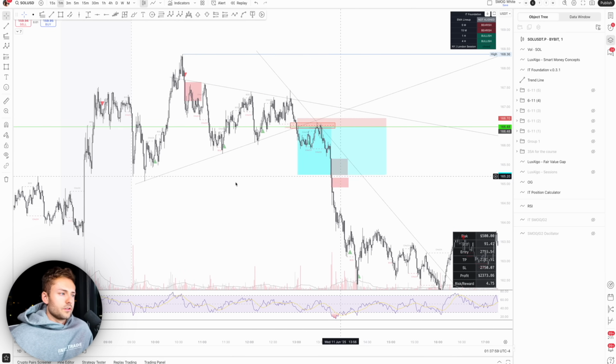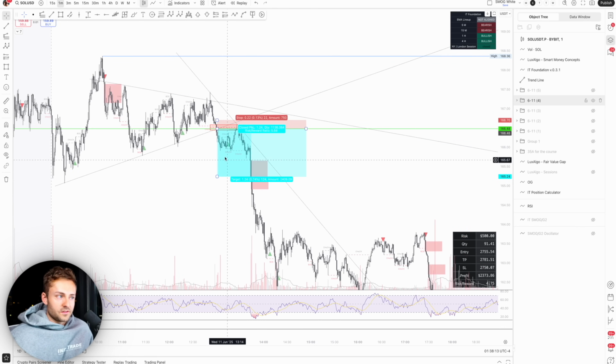But once we broke underneath this critical level, we got a push. I got short in here. Price came back up, tested the underside of this level again, and then dumped off. I could have held this for a lot longer, but I thought I was going to have to leave the house a bit sooner. So I locked in a little over $2,000 on this trade.